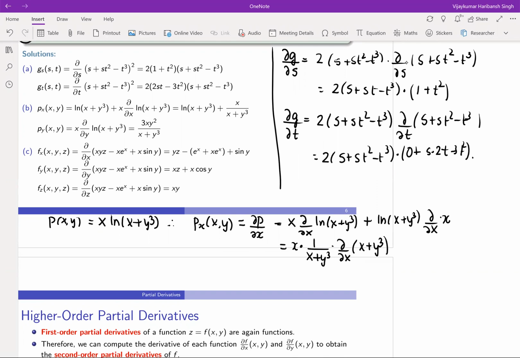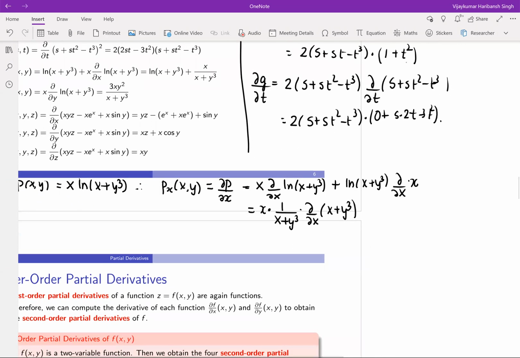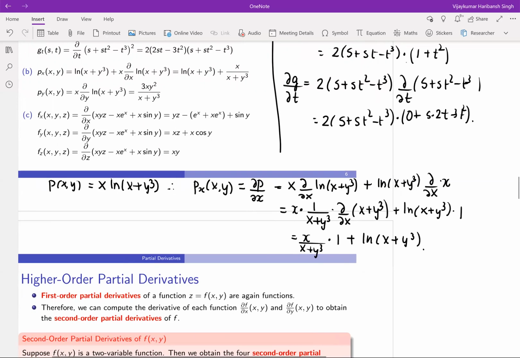So I'm writing the chain rule step by step, but once you get familiar with it, you can directly jump to the final step. Now the partial derivative of x with respect to x is 1. So now this will simplify as x over x plus y cube. The partial derivative of this with respect to x is 1 because the partial derivative of y cube with respect to x is 0. Again, why? Because y is treated as a constant with respect to x, plus ln of x plus y cube. So this is the partial derivative with respect to x. And similarly, you can compute the partial derivative with respect to y.